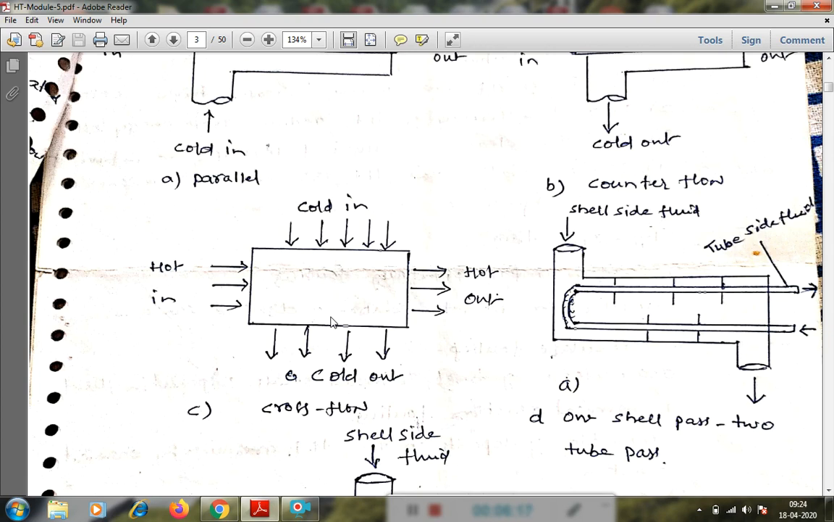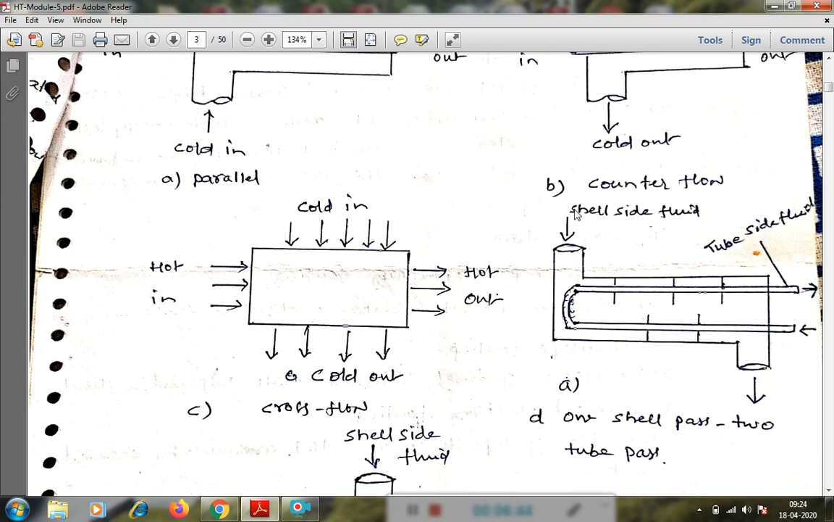Then multi-pass flow means here the fluid does not flow through the heat exchanger only once. It enters into the heat exchanger many times and transfers the heat, to have more heat transfer between the hot and the cold fluid. For example, the multi-pass heat exchanger is this shell and tube heat exchanger. In this is the one shell pass and two tube passes.